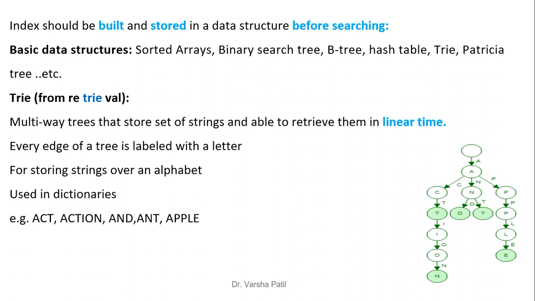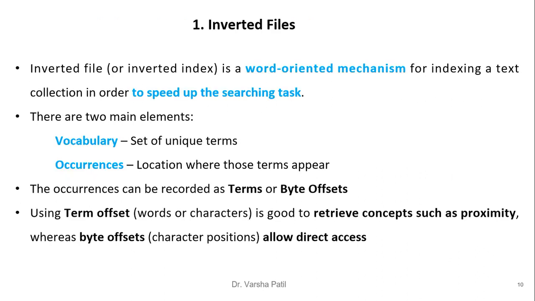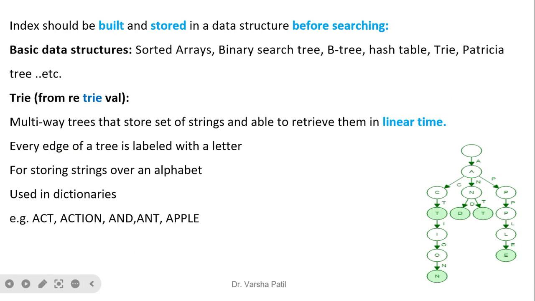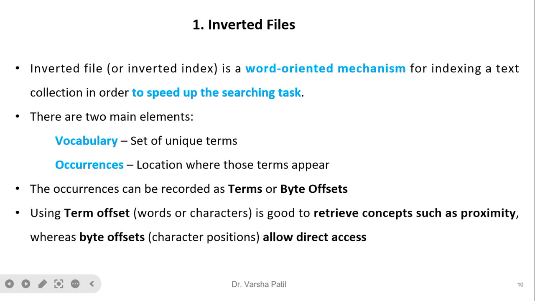Tries are multi-way trees that store a set of strings and are able to retrieve them in linear time. This is very important: every edge of the tree is labeled with a letter, for storing strings over an alphabet, used in dictionaries. For example, this is a simple trie structure. Here, this is the same as a DFA, a deterministic automaton, for act, action, and apple. It is represented by this structure. A similar structure we use in the inverted file. A similar structure we are going to use in suffix trees and suffix arrays.